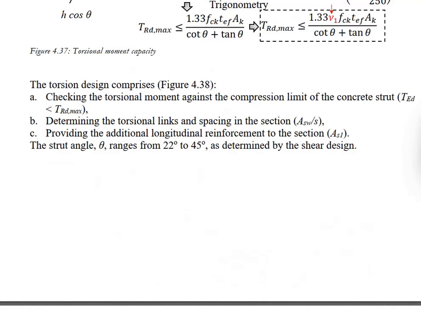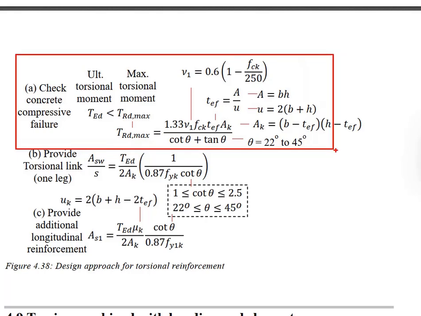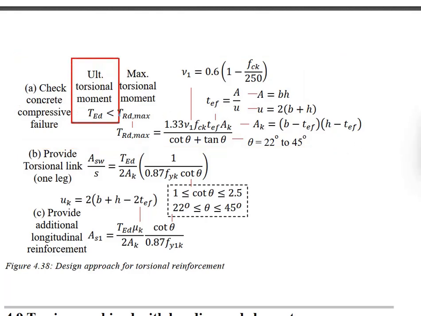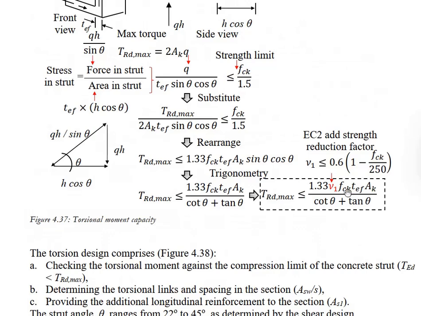load. To make it simple, it consists of three basic steps. First, you need to check the torsional moment against the compression limit of the compressive strut. Make sure your torsional load does not exceed your maximum torsional moment capacity, as represented by the diagram here. The torsional load here can be determined through analysis of the structure, whereas the maximum torsional moment is calculated using this formula, which we have derived previously.